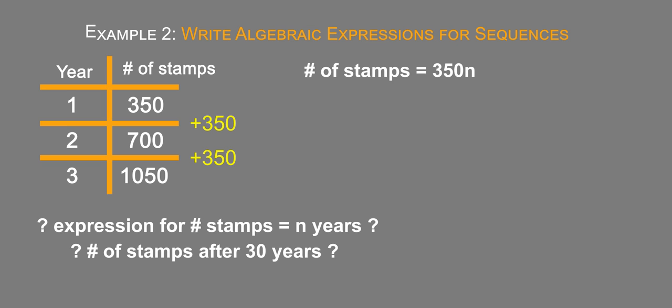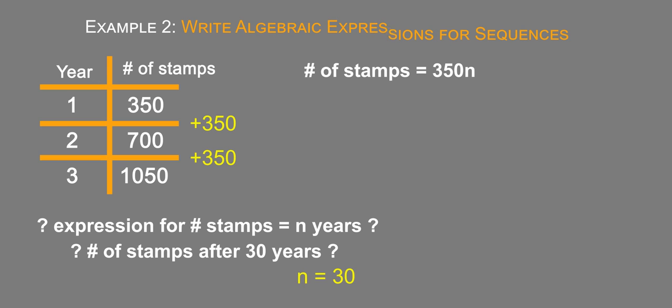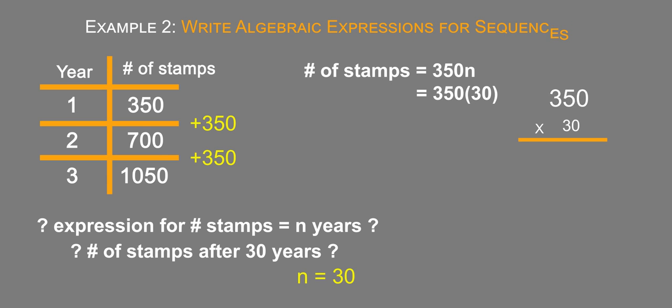Then we're asked, how many stamps will George have after 30 years? Well, that's n equals 30. So we simply substitute that into our expression, 350 times 30. We'll go ahead and write that out over here, 350 times 30.